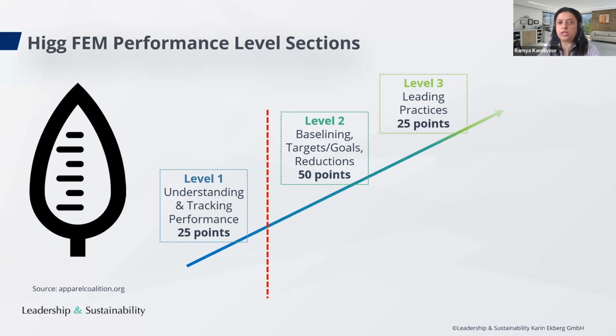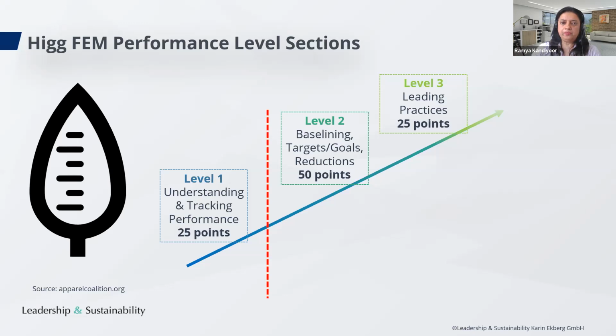So your level 2 in Higg FEM is scored at 50 points. So these are all of your baselinings that you will do. These are all of your target setting kind of questions that are there. What are the goals? What are the reductions? So all of that will come in level 2, and that's why it's scored at 50 points altogether. And in level 3, you have again leading questions. So these are where you have engagements with your different stakeholders, where you are going above and beyond the basic requirements that are there for an apparel facility. So these are all of your level 3 questions in each of the sections. So this is how the scoring is distributed.